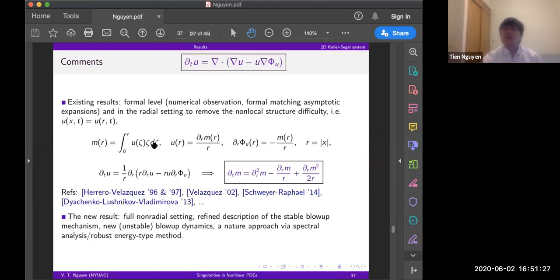So I would like to make some comment on the existing results. Up to my knowledge, the existing results are only at the formal level, from numerical observation, from the formal matched asymptotic expansion, or the rigorous ones in the radial system. Because in the radial system, we can remove the non-local structure difficulty by introducing the partial mass system, with this transformation, and then the equation can be transformed to the semilinear heat equation with singular nonlinearity. And based on this equation, the finite time blow-up has been established by Harold Velasquez and Schweyer Raphael and many authors.